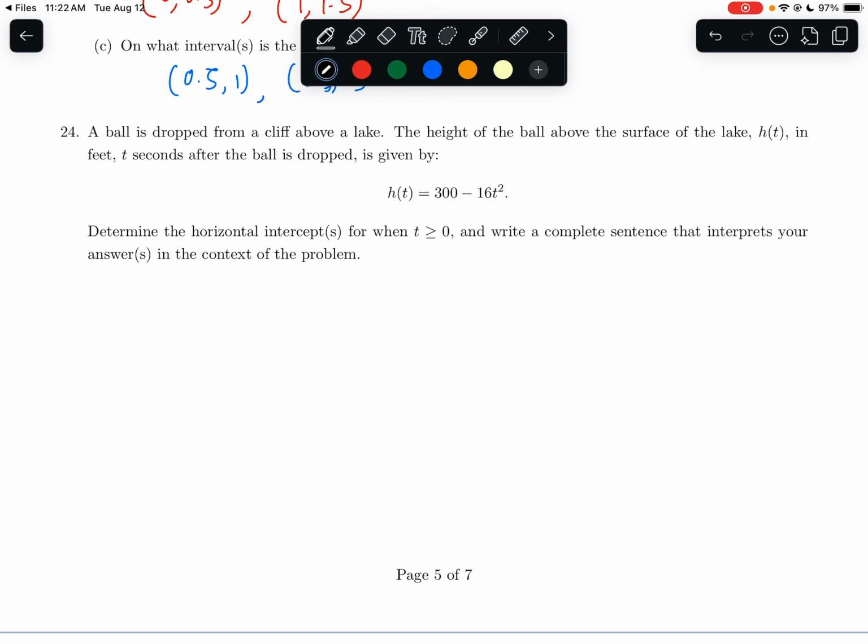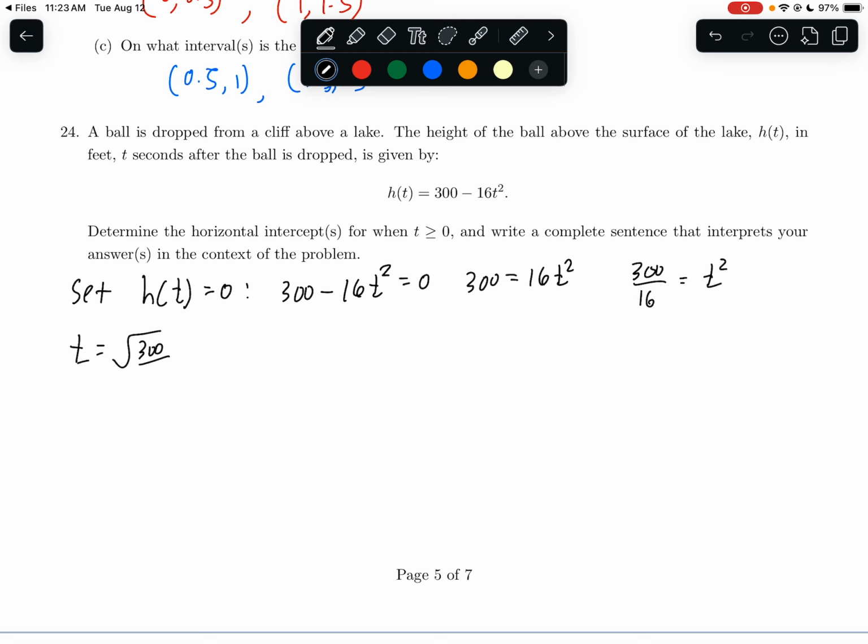Okay, a ball is dropped from a cliff. The height of the ball is given by this function. What are the horizontal intercepts? So to find the intercepts, we set the function equal to 0. So 300 minus 16 t squared is 0. You can add 16t squared to both sides. So 300 equals 16 t squared, and then divide by 16. So just isolating for t squared. Now we can do the square root. So this means that t is the square root of 300 over 16.